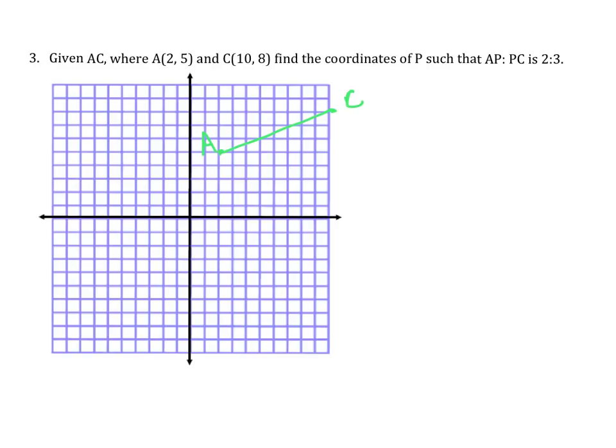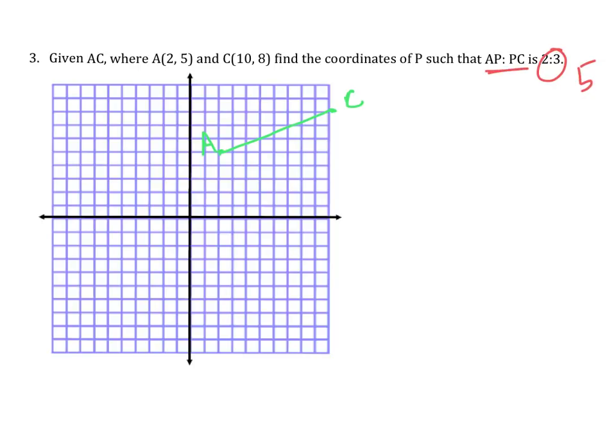So we're trying to partition AC into two parts such that AP to PC is a ratio of 2 to 3. So we could interpret that as AP is going to be 2/3 of PC, or PC is going to be 3/2 or 1.5 times AP. Or we could say, if we're going to talk about the whole length, notice that we've got 5 parts total here. If we're talking about a ratio of 2 to 3, that's a total of 5 parts. So AP would be 2/5 of the whole if we're talking about AP to AC using the whole length.